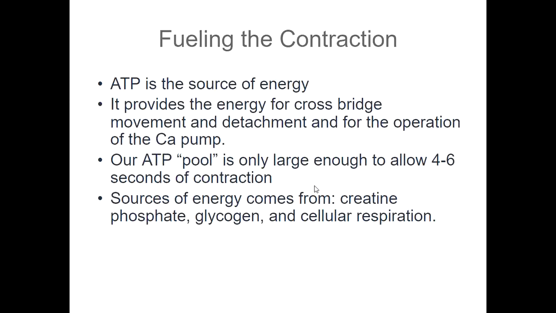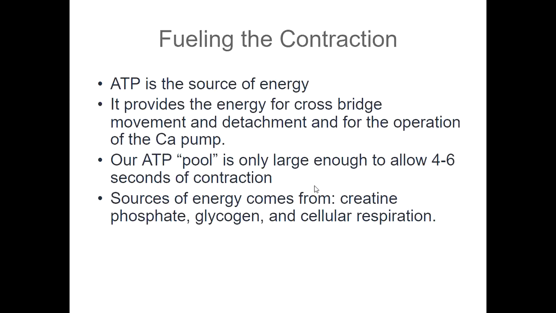In order for us to build the cross bridge between the actin and the myosin, it requires us to have ATP. Also, for us to be able to pump the calcium back into the sarcoplasmic reticulum to stop the building of the cross bridge, we have to use ATP because that's active transport, and we know that requires energy. So we're constantly using energy, and our ATP pool is only large enough to give us about 4 to 6 seconds of contraction if we're not constantly producing more ATP.